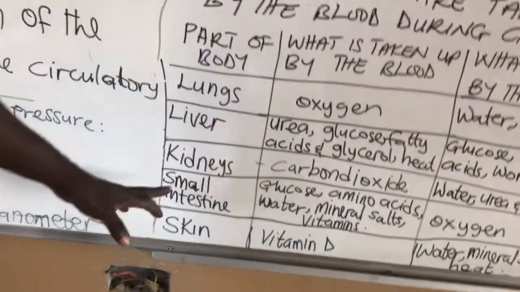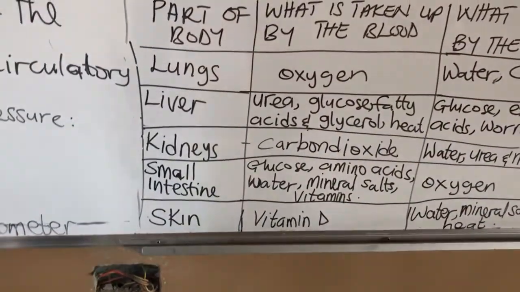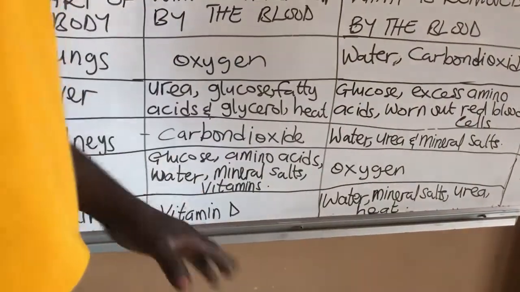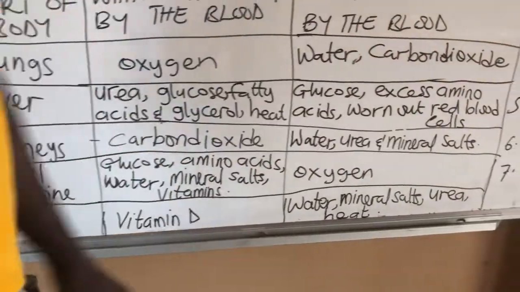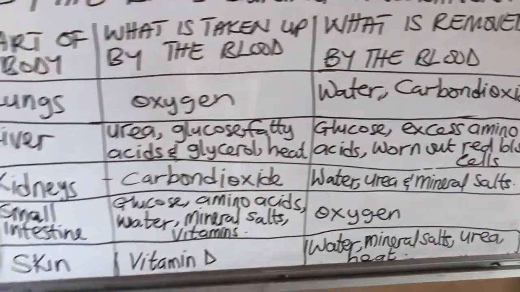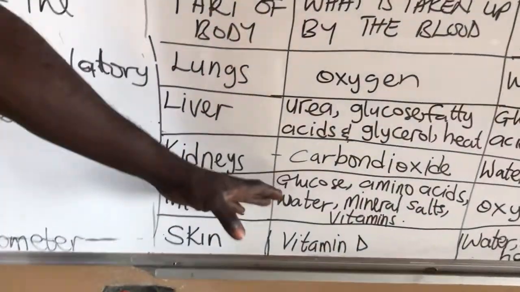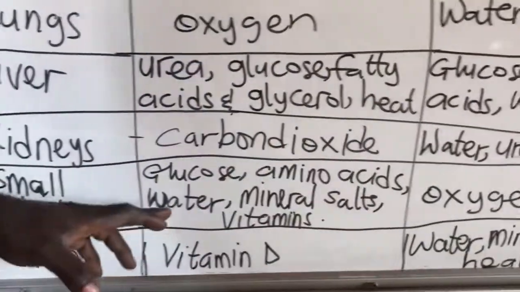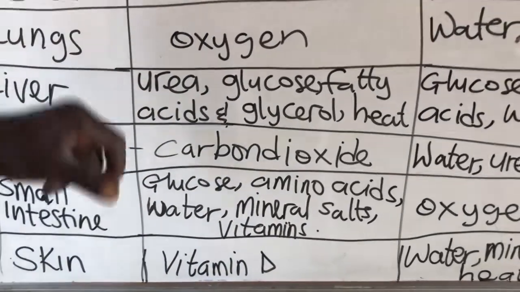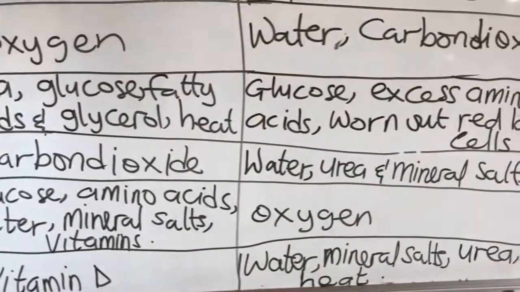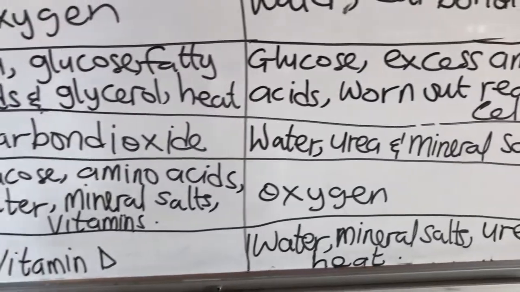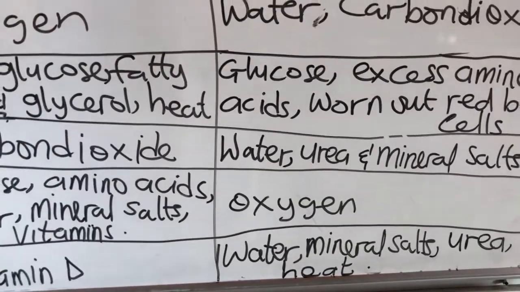Now in the kidneys, we have carbon dioxide being taken up by the blood. And we have water, urea, and mineral salt being removed from the blood in the kidney. When you take the small intestines, we have glucose, amino acid, water, mineral salt, and vitamins being taken up by the blood. And what is removed by the blood is oxygen. That is, in the small intestines, oxygen is removed by the blood.